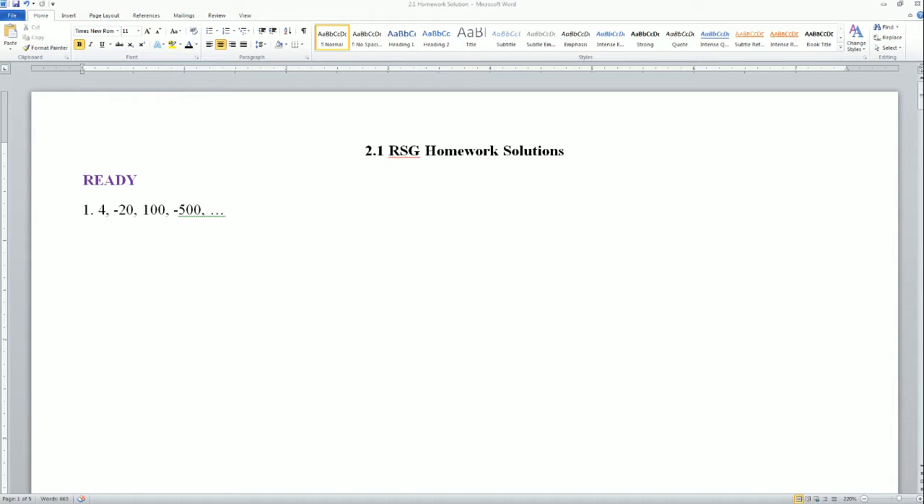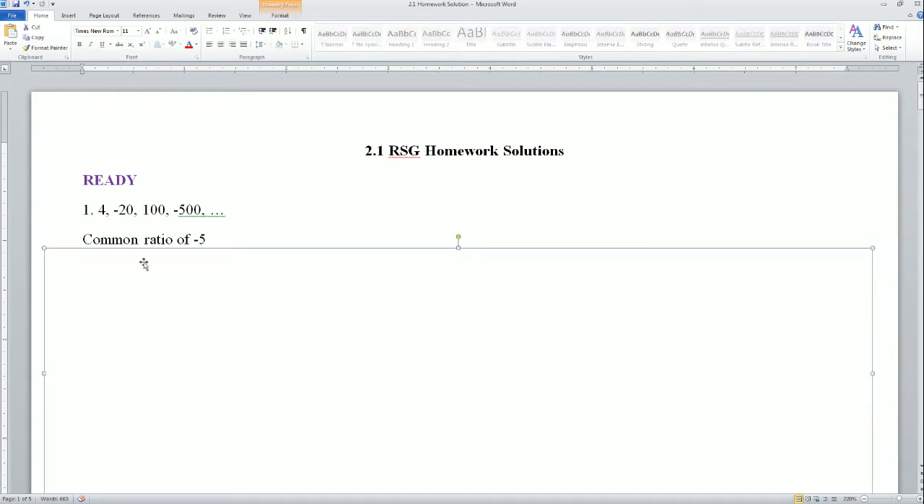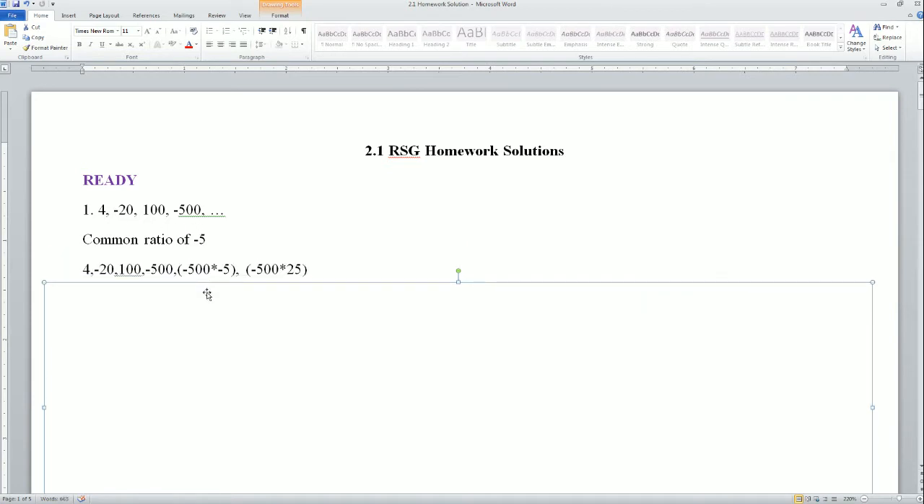Alright, we have here, ready? It asks us to find the next two terms for negative 20, 100, and negative 500. I have to determine if there's a common difference or a common ratio. Here I saw that the common ratio is negative 5. Negative 20 divided by 4 is negative 5. Right? So I can apply that.